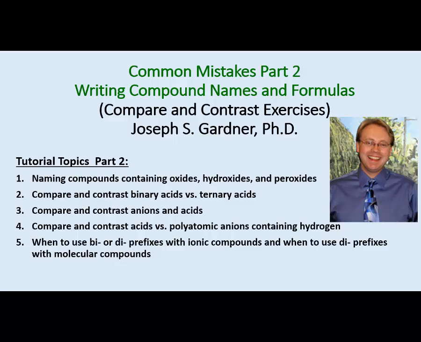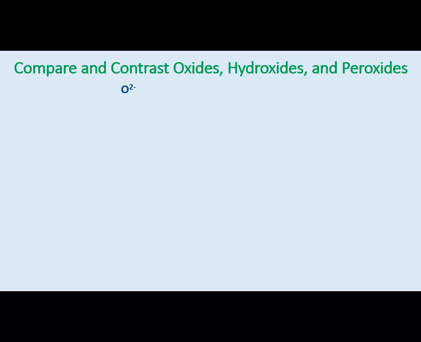We're also going to be considering how acids can sometimes be related to polyatomic anions, which have similar formulas but fewer numbers of hydrogens in the formulas. We'll also look at when we might use prefixes on ionic compounds and how that differs from prefixes that are used in molecular compounds. So first of all, let's look at oxides, hydroxides, and peroxides. We'll look at several examples of these.